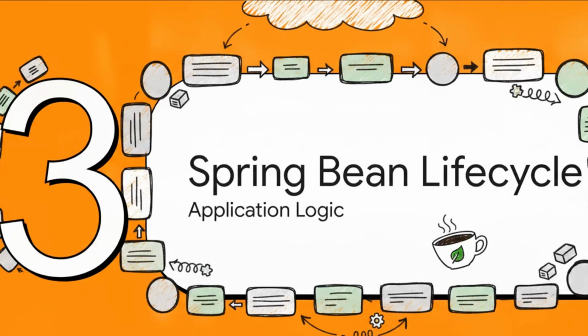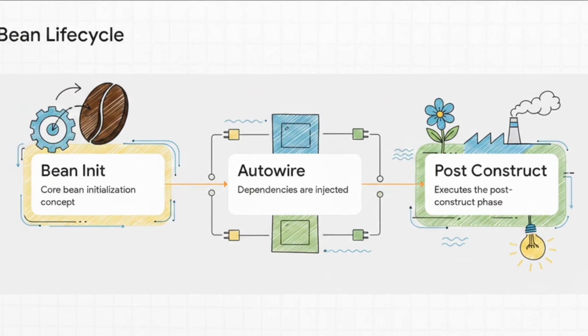Part 3. Spring Bean Lifecycle. Okay, so now at the application layer, this lifecycle maps out sequentially. It kicks off with the core bean initialization, moves right through the auto-wiring process, which is where your dependencies are injected, and then concludes by executing the post-construct phase. You really have to master this flow because it is absolutely vital for overall stability.